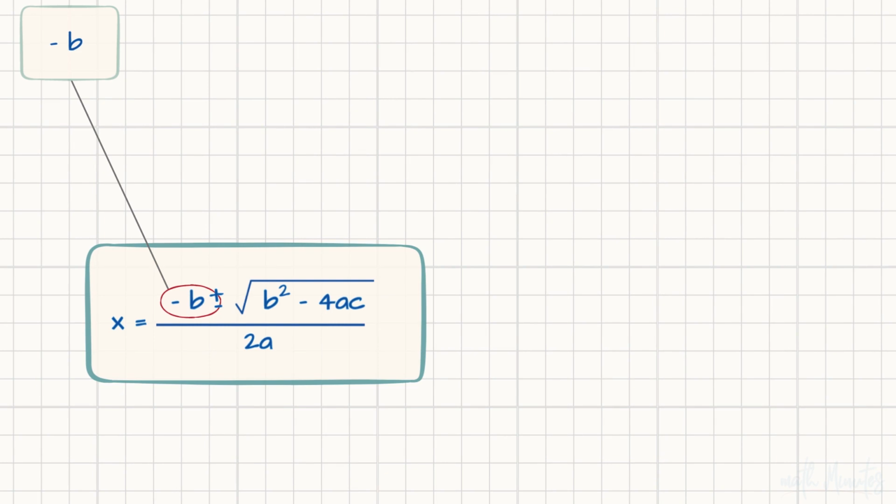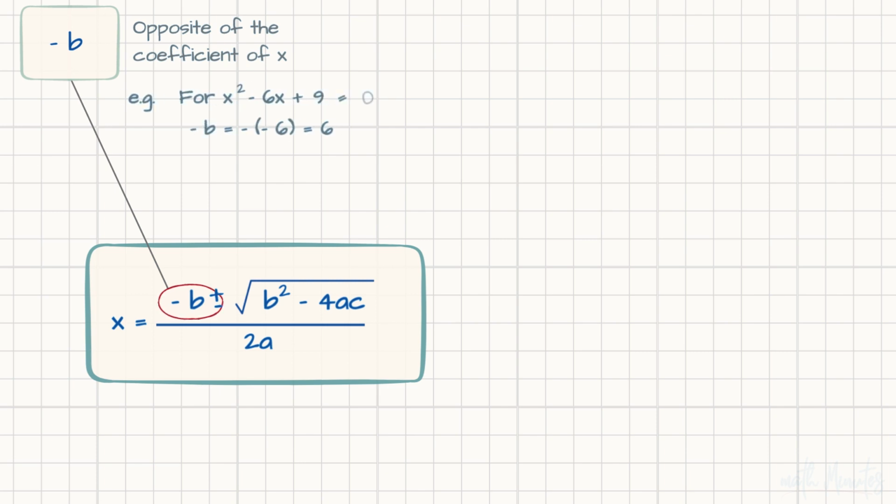Part 1, minus b. The first part of the quadratic formula is minus b, which represents the opposite of the coefficient of x in the original quadratic equation. For example, in the equation x squared minus 6x plus 9 equals 0, the coefficient of x is minus 6, so minus b equals minus minus 6, which equals 6.